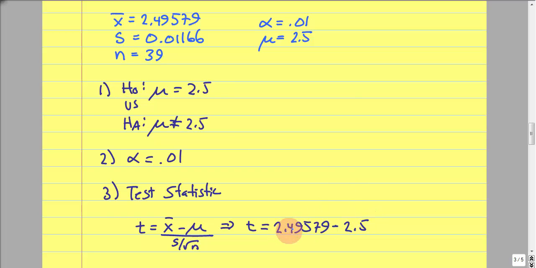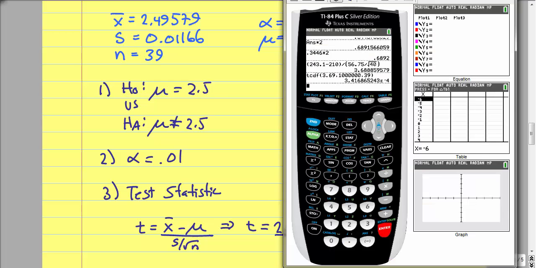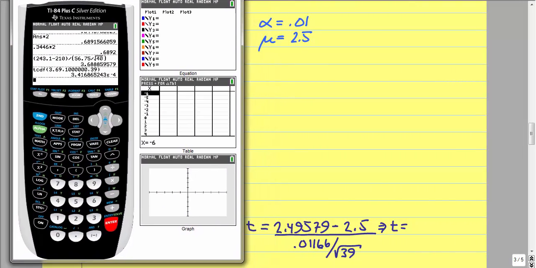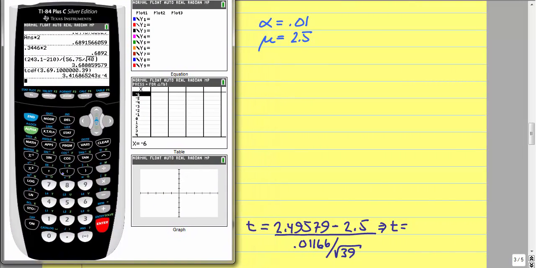And if we look at this, this is slightly under 2.5. So that's interesting. And then s is 0.01166, and then over the square root of my sample size, which was 39. So let's go ahead and calculate this and see what we get for our value for t. And again, you have to be very careful how you plug this in, because just with a misplacement of parentheses, we could get a wrong answer.